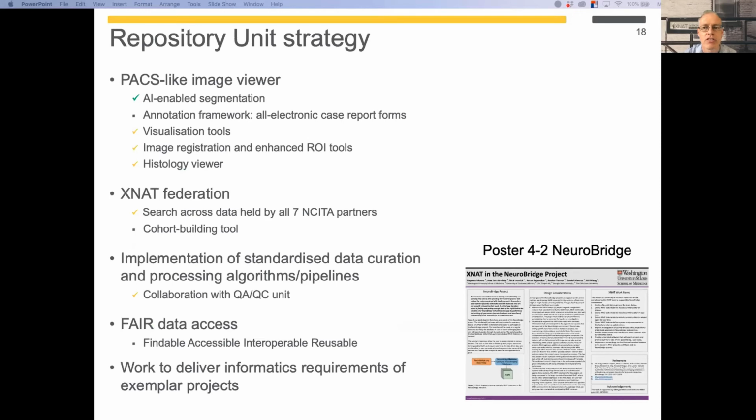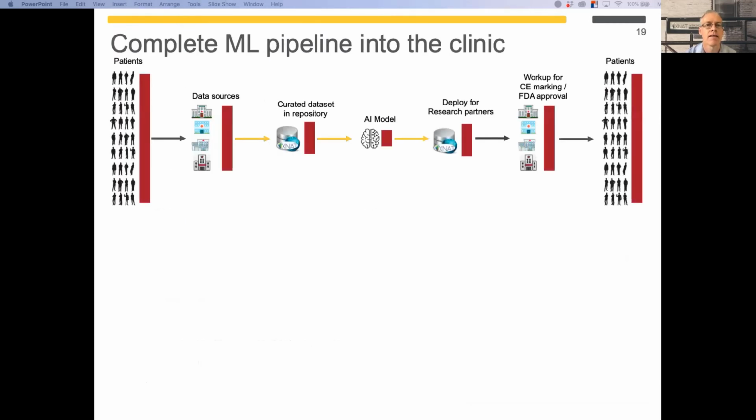So I've already mentioned the federation aspects of the repository unit strategy, but there are other key areas that we want to deal with, particularly FAIR data access. And I just want to give a quick shout out to Steve Moore's poster. I recently discovered that there's a really good synergy between the work that the NeuroBridge project is doing and what I want to deliver in conjunction with Health Data UK, who are our national coordinator in this area.